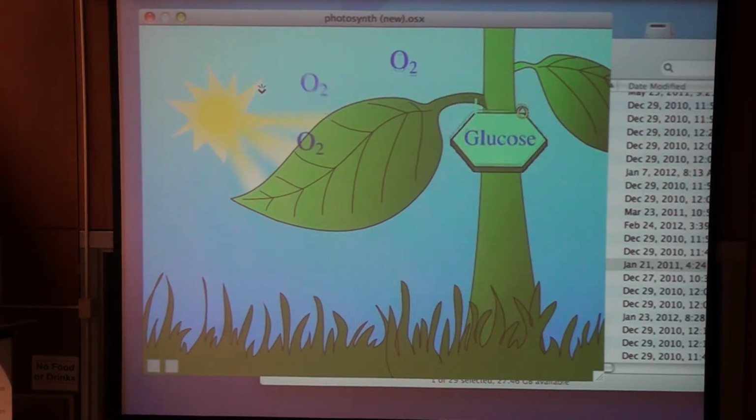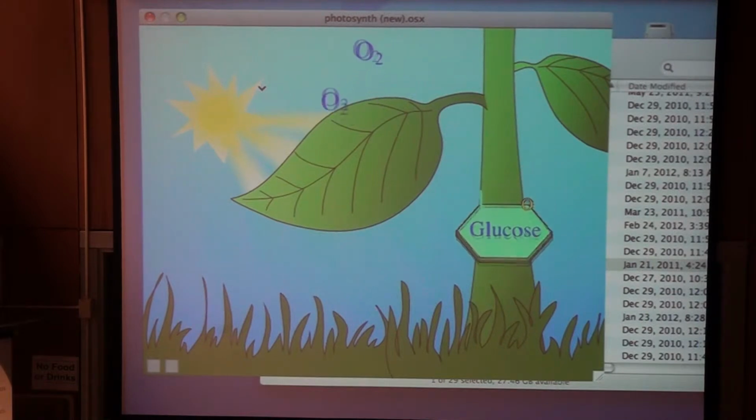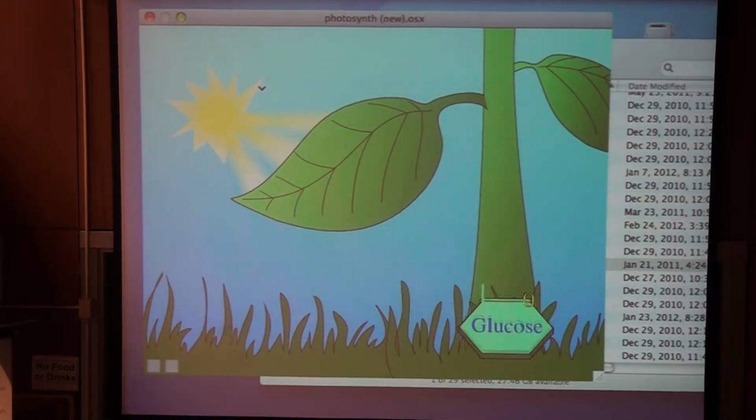And any organism that can make its own organic nutrient molecules like glucose from carbon dioxide and water is called an autotroph, which means self-feeder. And I guess the name makes sense because it's making its own food. And photosynthesis is a method of being an autotroph. It's a method of making the glucose using sunlight.